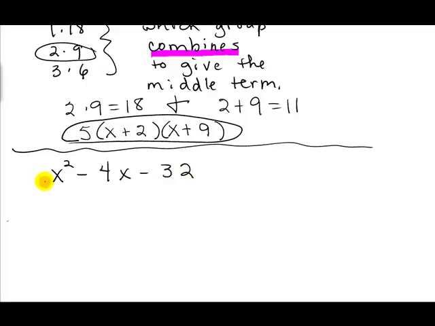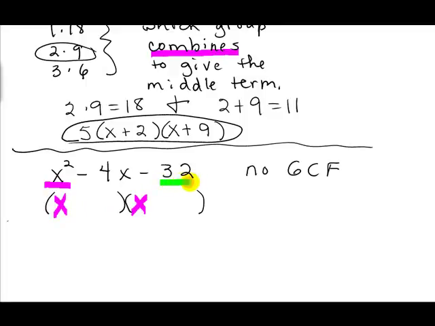We do not have a number in front. We start with x squared, so no GCF. We'll break it down into its two sets of parentheses. Take care of the first term, x and x.